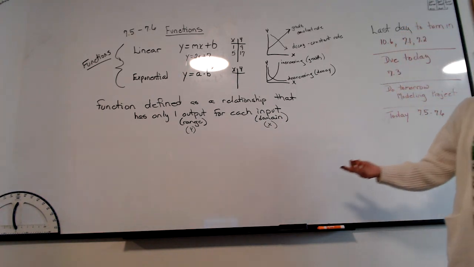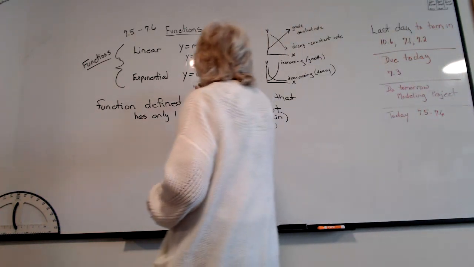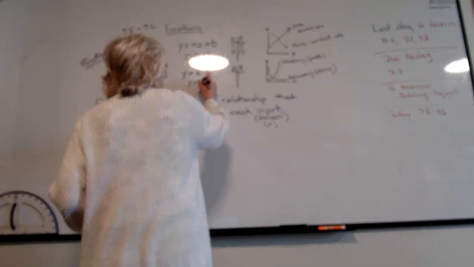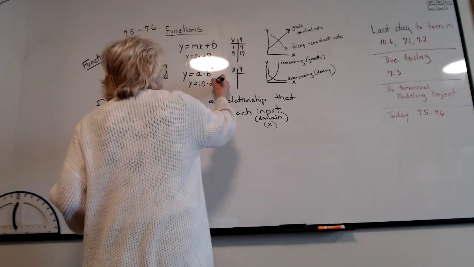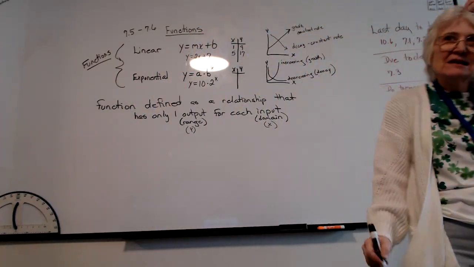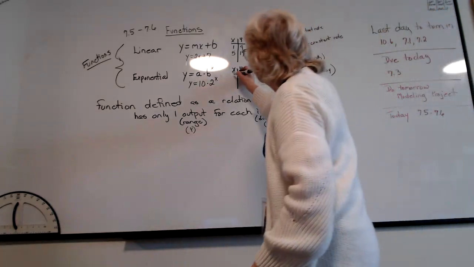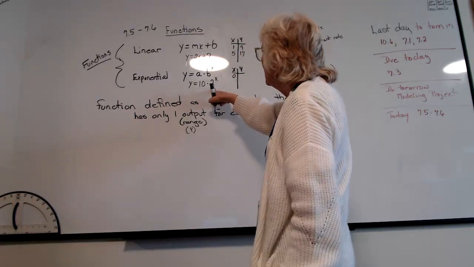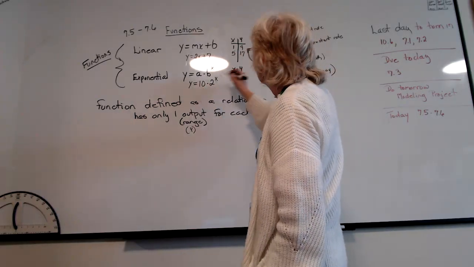Okay. Same thing with down here. If we had y equals 10 times 2 to the x. I made this easy so we could do it in our heads. If I put 0 in, I get 10.